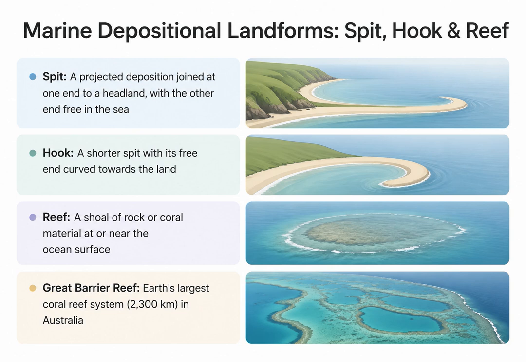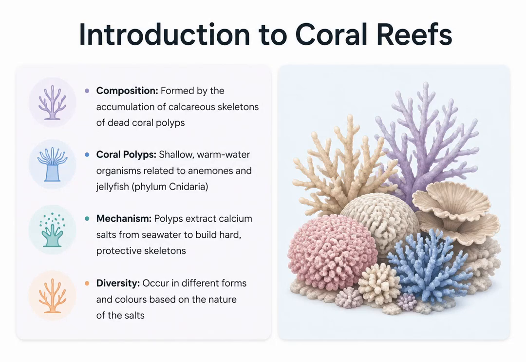A reef is a ridge of rock or coral at or near the surface. The most famous natural reefs are built from the consolidated skeletons of corals, with the Great Barrier Reef in Australia being the largest on Earth, stretching over 2,300 kilometers. Let's delve deeper into coral reefs.